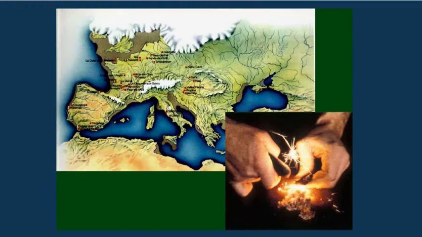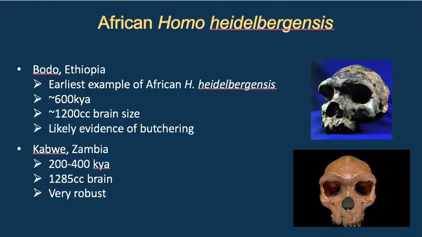And they are occupying parts of Europe that it would be essentially impossible to live in successfully without control of fire. So we are fairly certain that they fully control fire as a means of surviving the cold winters in this part of the world. Okay, we also have some heidelbergensis from Africa. So this is a species that's been found in both Africa and in Europe.